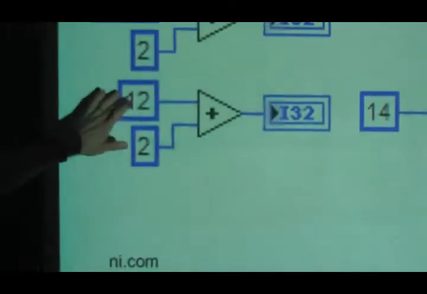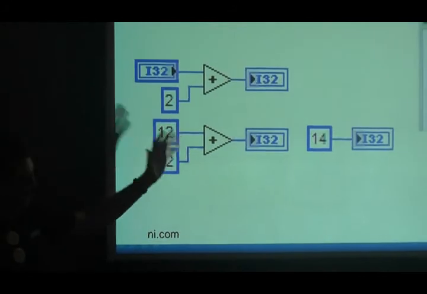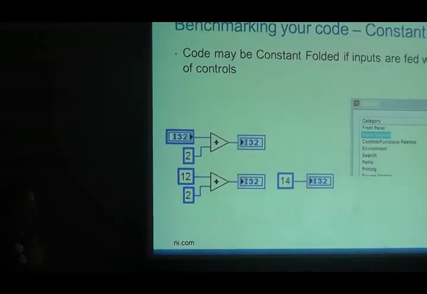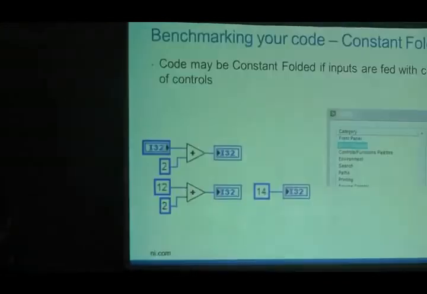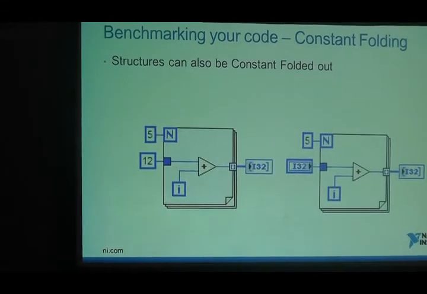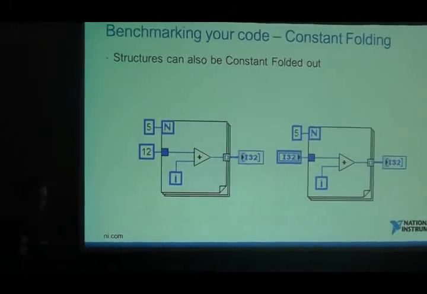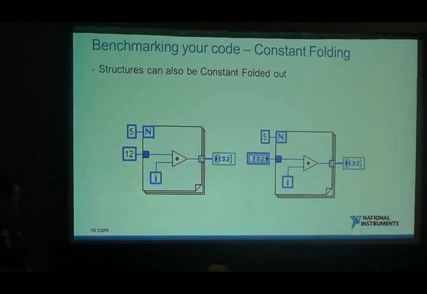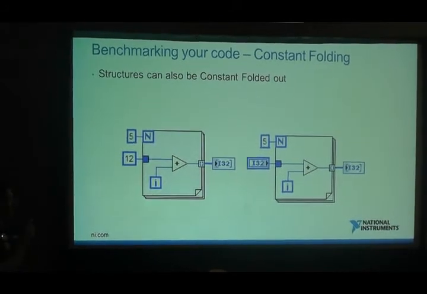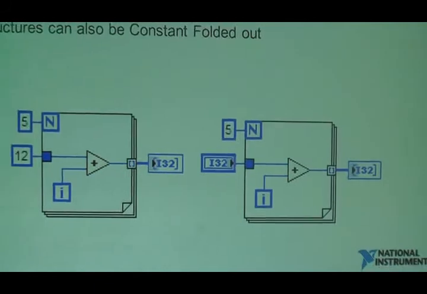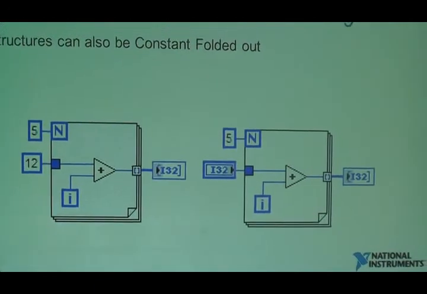So if we got 12 and 2 add, it's always going to be 14, so the compiler will actually change that to be just 14 and just eliminate that whole add function. You can also get constant folding on structures, and there's a few settings that can affect this. The exact same structure there with a constant will be constant folded if you have debugging enabled.